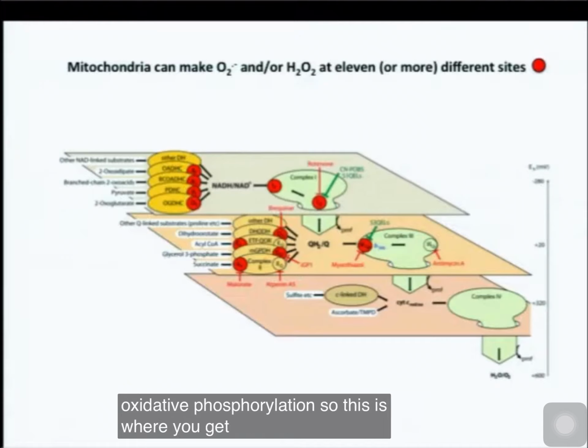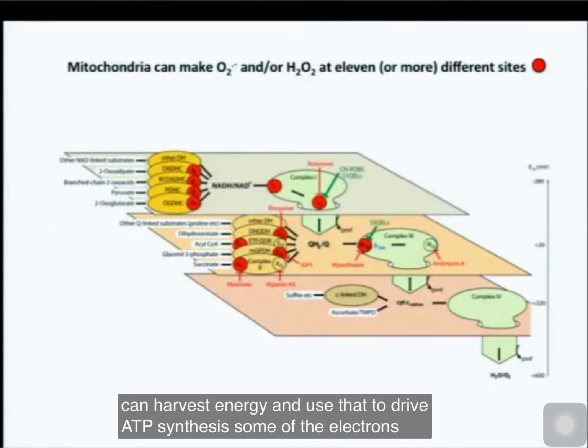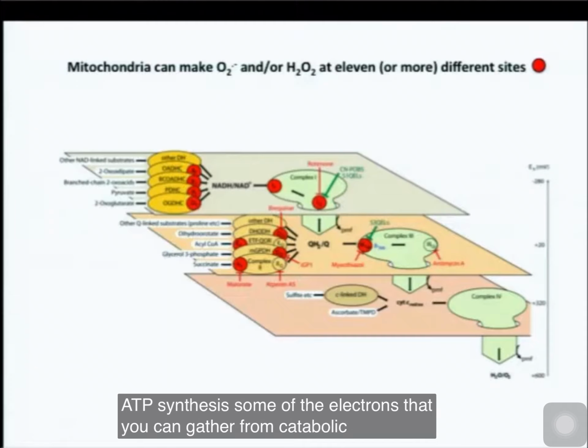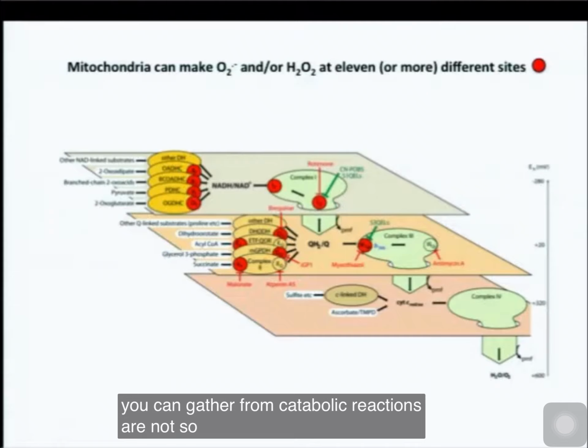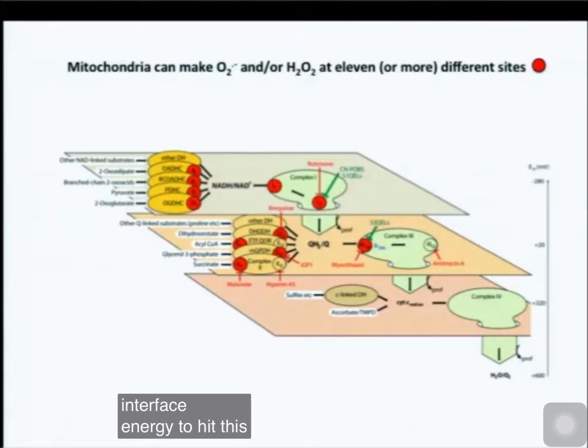So this is where you get the payoff, is as the electrons drop between the levels, you can harvest energy and use that to drive ATP synthesis. Some of the electrons that you can gather from catabolic reactions are not so reducing. So you can't feed them in the top. They don't have enough energy to hit this energy level.